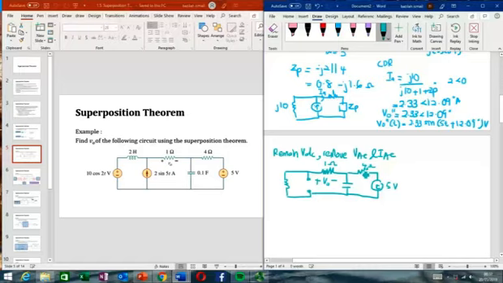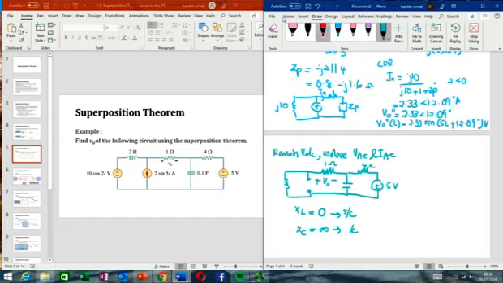Okay, since this is a DC source, XL and XC values are dependent on the frequency component. So for a DC system, frequency is equal to 0. For XL, the reactance will be 0, while for XC it will become infinity. So the inductor will be a short circuit, while the capacitor will be an open circuit. So we can just remove this and remove the capacitor.